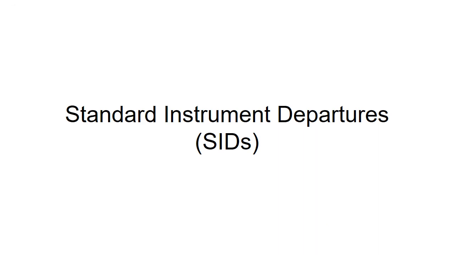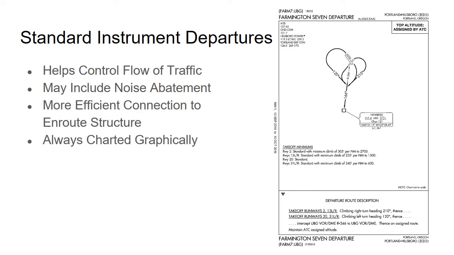Standard instrument departures, or SIDs, not only clear you of obstacles, but also help with the flow of traffic and put you onto the en route structure more efficiently. Designed by ATC for busy areas, they increase the capacity of terminal airspace and control the flow of traffic with minimal communication. They also reduce environmental impact through noise abatement procedures. For us, as pilots, it simplifies departure clearances and is always charted graphically.